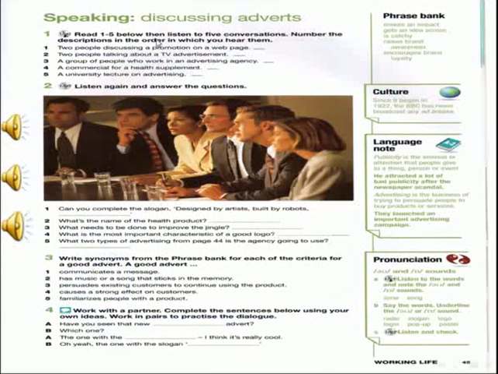Speaking, discussing adverts or advertisements. 1, we have a CD. Read 1 to 5 here, the sentences below. Then listen to 5 conversations. I want you to number the descriptions in the order in which you hear them. Which one we hear first on the CD, you give it 1. Which we hear second on the CD, we give it 2. Before you do this exercise, first switch off the video and read the sentences. Read them and then put numbers in the order you hear them.